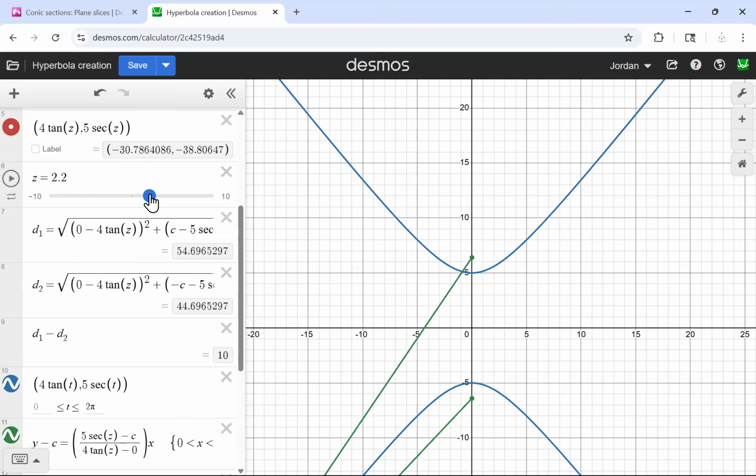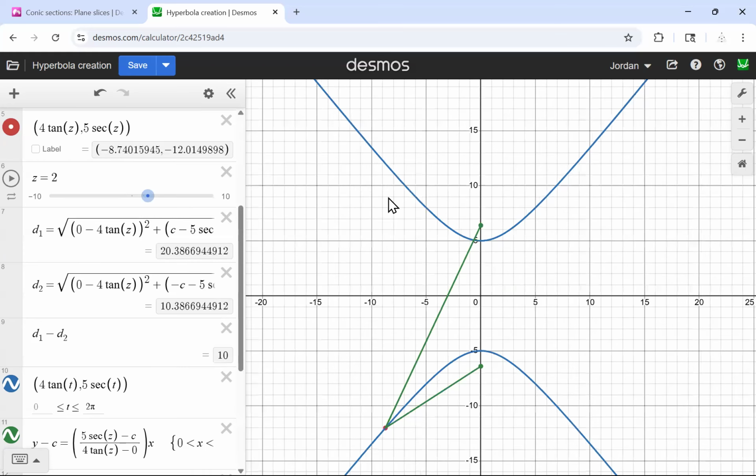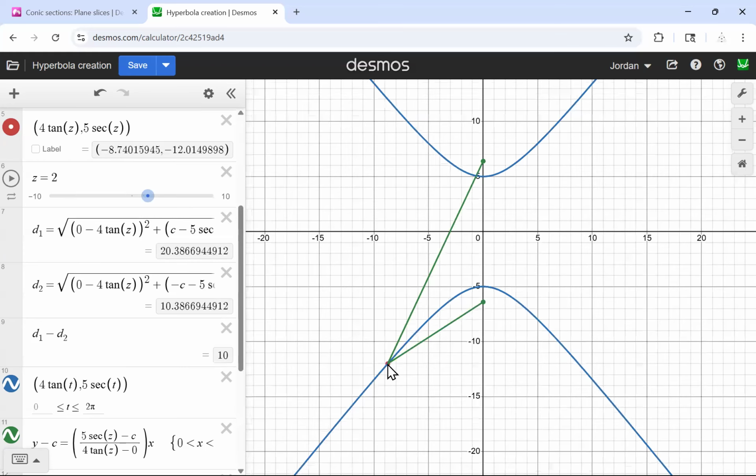And I can do that regardless of what side we're on. If I'm on the bottom half of the hyperbola, here's another point. And if I subtract 20.38669, whatever, and 10.38669, whatever, notice you get a 10. So regardless of where the point is, when you subtract those two distances, you're always getting either a 10 or a negative 10. And again, that means that hyperbolas have some nice features.